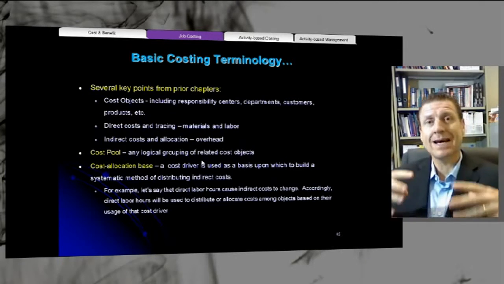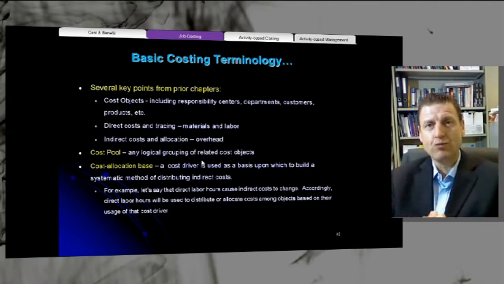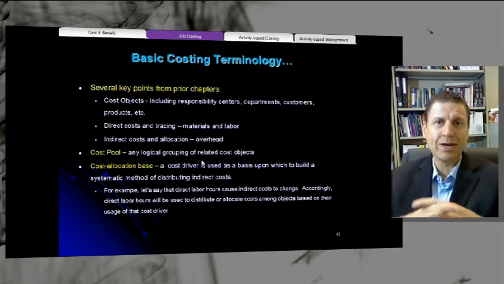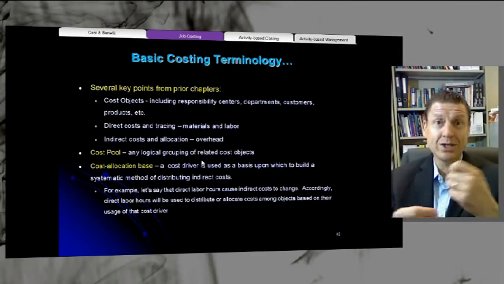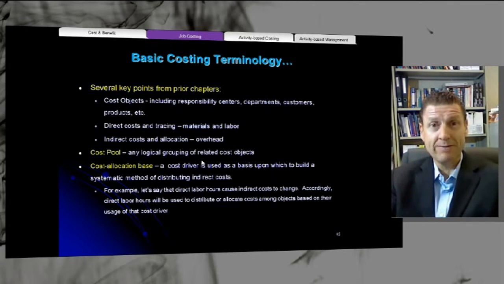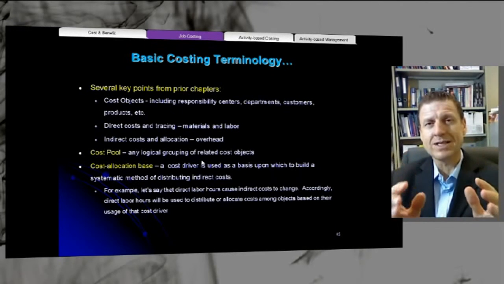Cost objects are responsibility centers, departments, customers, products. They are an object that costs are accumulated with, and so in some ways we can make them responsible, or in some ways we can use them to determine profitability, to know whether a responsibility center is actually being useful and value adding for the organization or not, to know whether a customer is value adding or not, to know whether a particular product you're making is value adding or not. So a cost object is the object of the cost allocation.